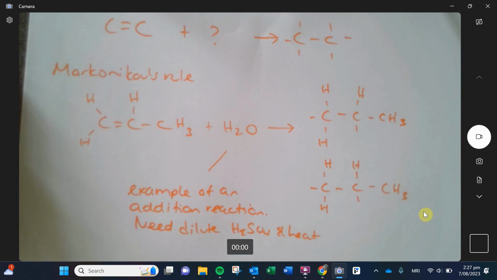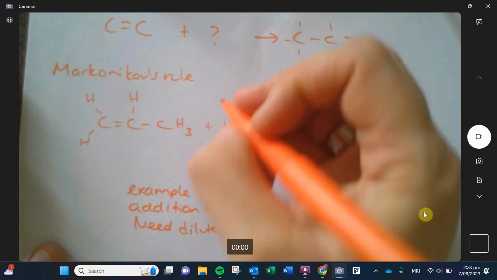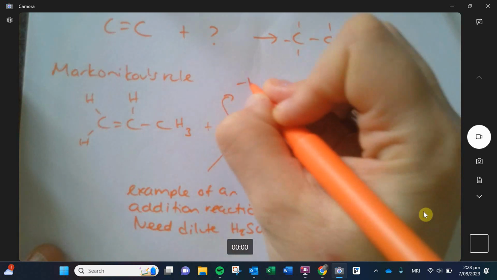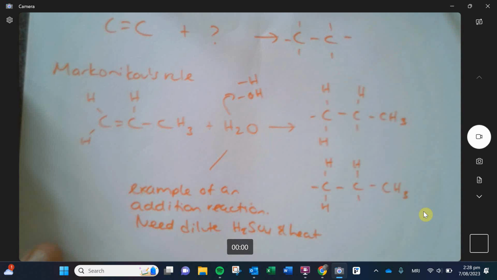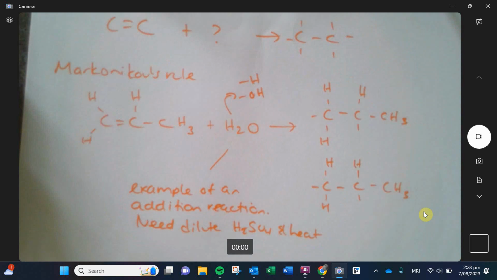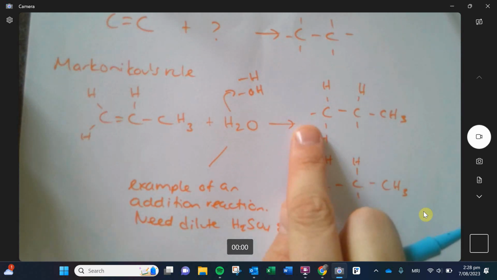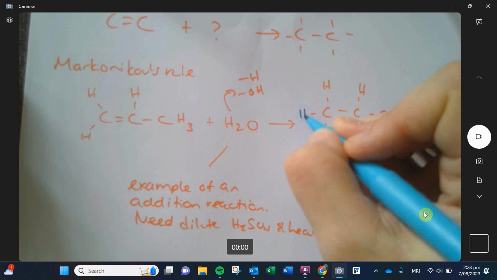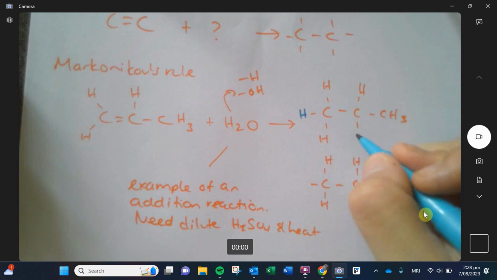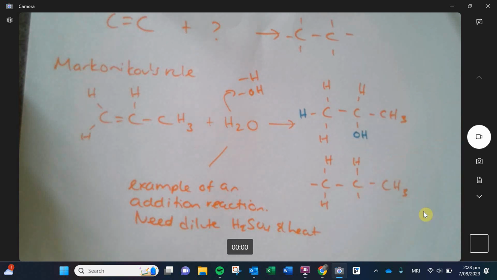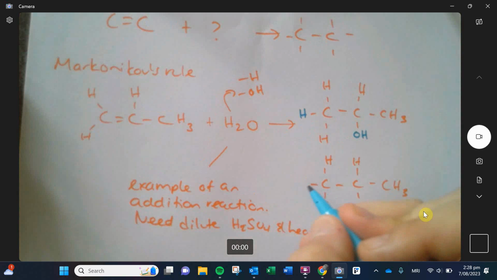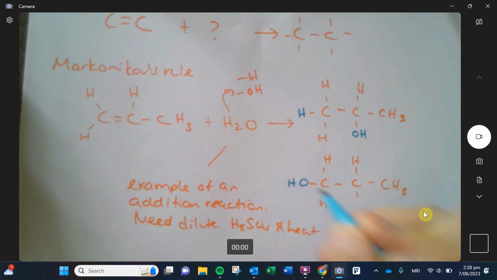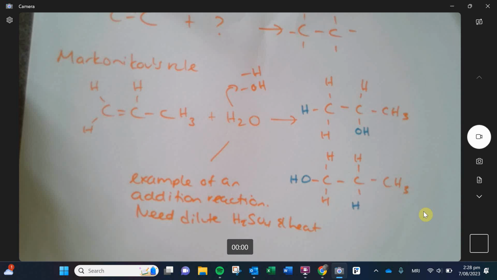So what I could have as my first potential product, when I break this up, I'm adding an H and I'm adding an OH to it. So I could add the H onto carbon number 1, and thus the OH goes to carbon number 2, or I could have the OH go to carbon number 1 and the H go to carbon number 2. There are two potential products there.